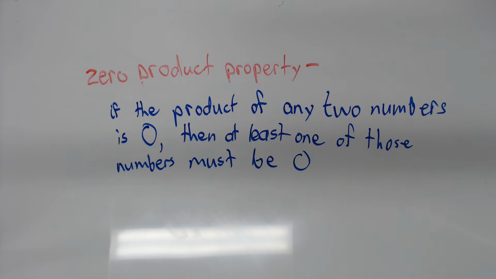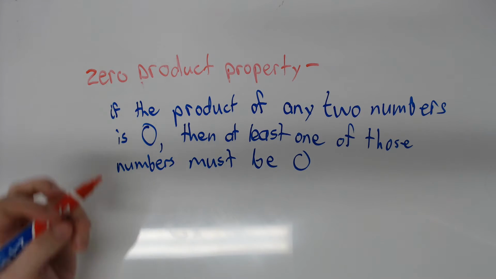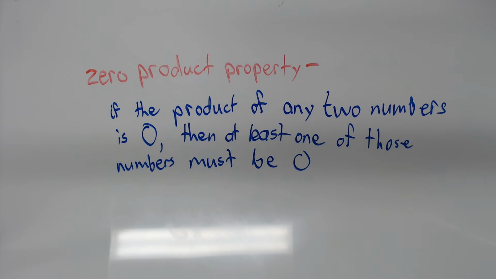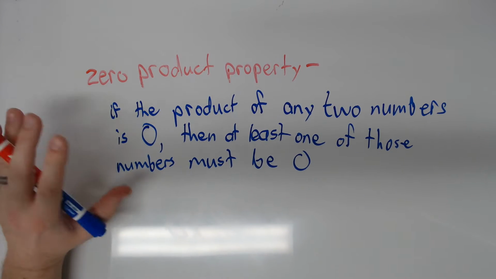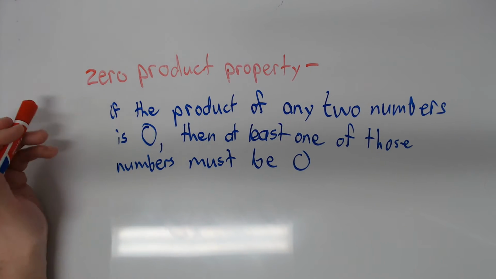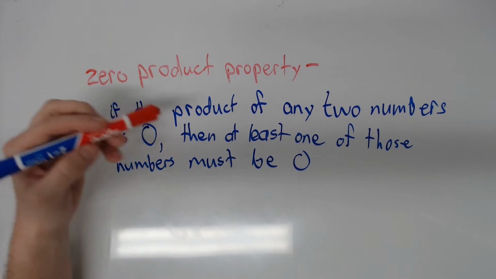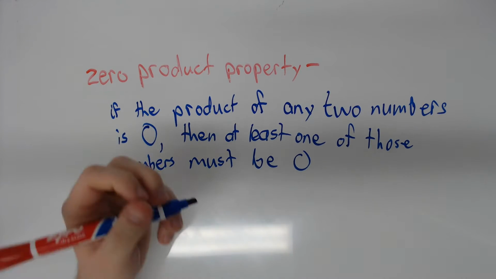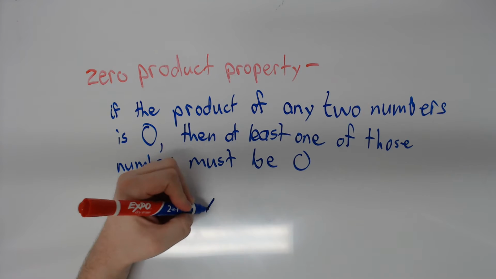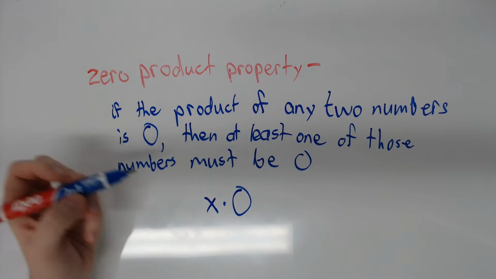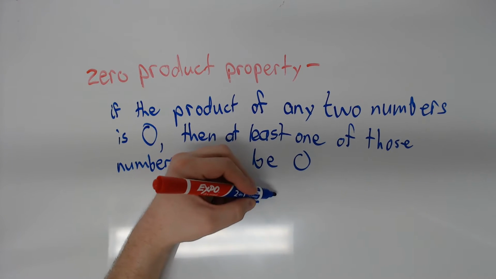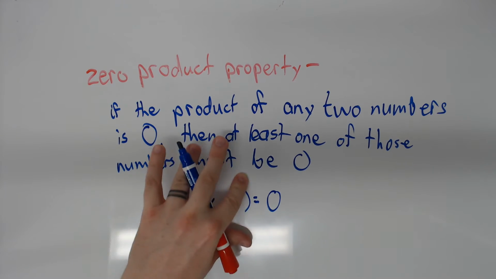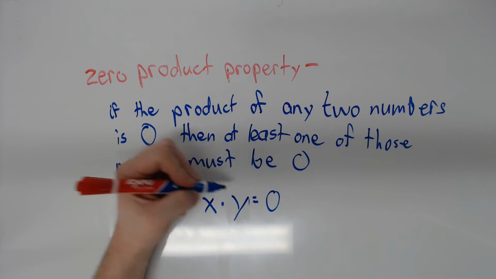Now to make use of this factoring out skill we're learning, we need this concept called the zero product property, which is really obvious. It's just a name to something you already are aware of. If the product of any two numbers is 0, then at least one of those numbers must be 0. I think all of us are aware that anything times 0, no matter what I plug in for x, is going to come out to 0. Now similar idea, if I do x times y equals 0.